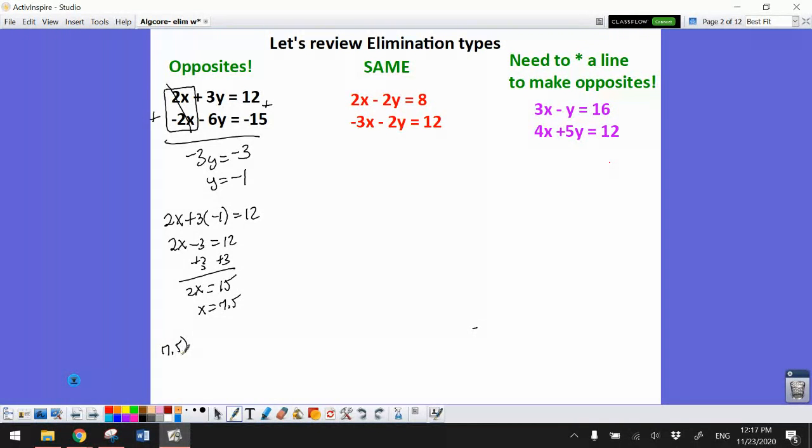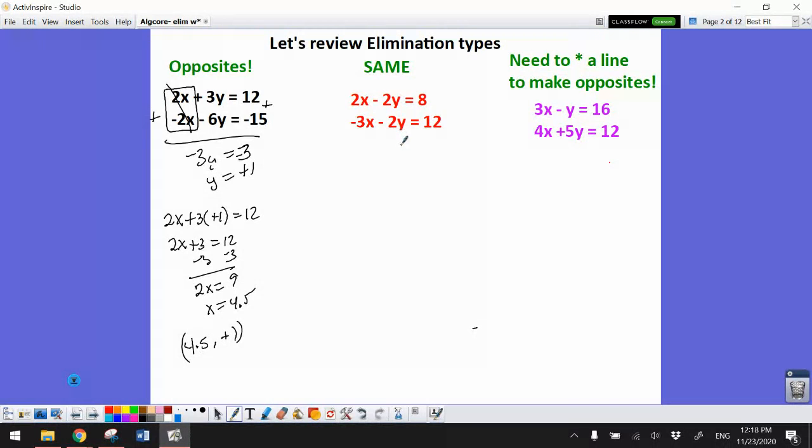So my answers are 7.5, comma, negative, whoops, that's my problem. Let's try that again. I added a negative in there. So 3y equals negative 3. y is positive 1. Okay, so subtracting 3, I'm still going to get a decimal, but I get 4.5. So 4.5, comma, positive 1 is my first solution.